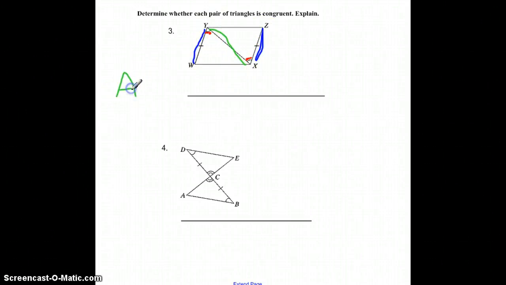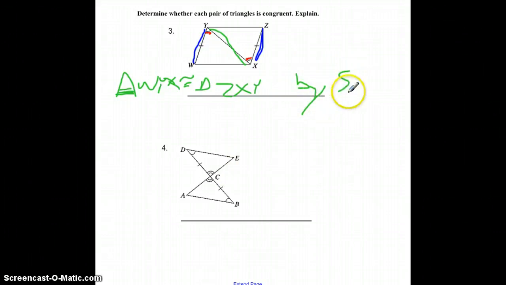So triangle WYX congruent to triangle ZXY. Okay, by side, angle, side. SAS. Beautiful.